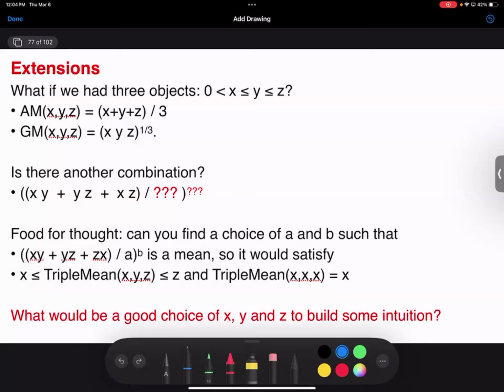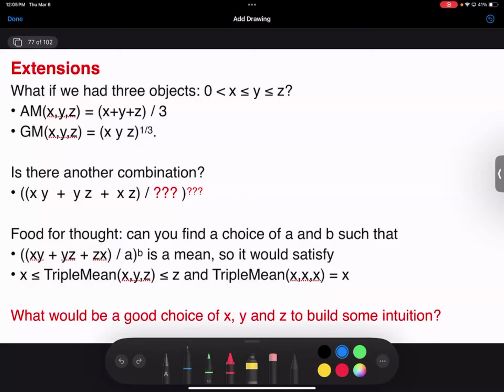And so it should be at least x. It should be at most z. And the triple mean of x, x, x should be x. How many of you have seen this mean before? Okay, so I've at least got into something you haven't seen. This is a completely new mean to you then. It's sad that you've never looked at it, right? You've been so focused on the arithmetic mean and the geometric mean. Okay, it's a little sad that you didn't remember exactly what the geometric mean was, but you at least knew it existed. You can Google it if you know it exists. But nobody even knew about this poor mean.